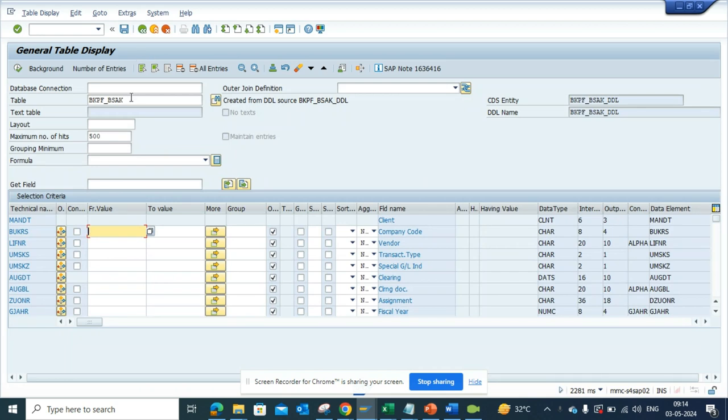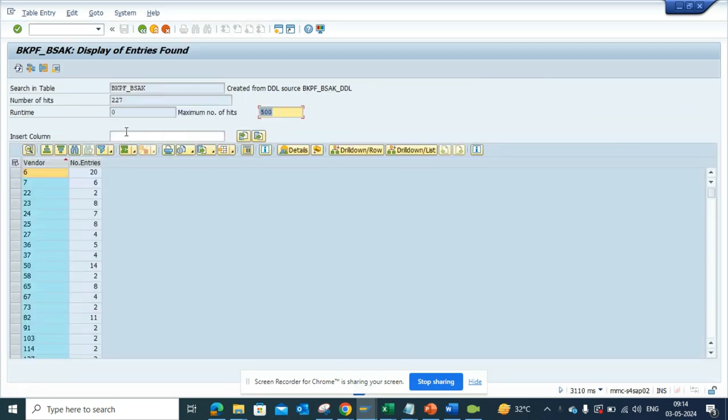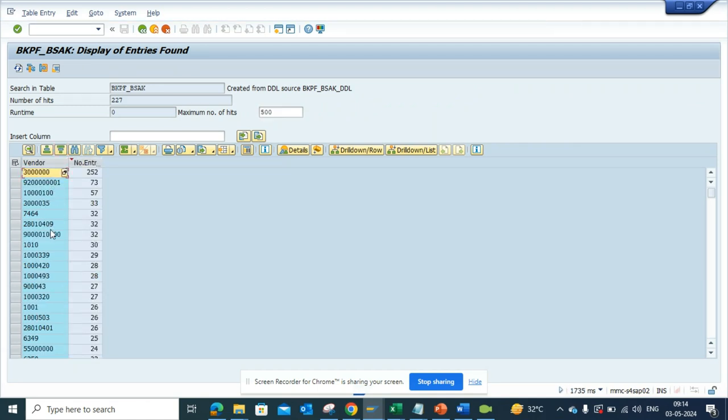Okay, so what we have to do is, this is the table BKPF_BSAC. Here you have the field LIFNR. Okay, and you just do this group by and you just execute. Okay, the moment you do this, you get all the information, and here you will just do sort descending, and these are all my vendors that I pay the most.